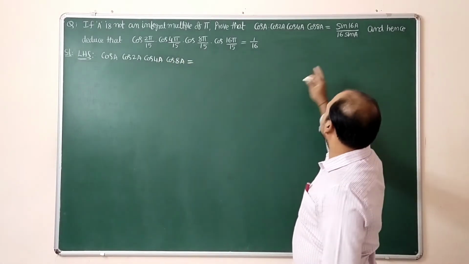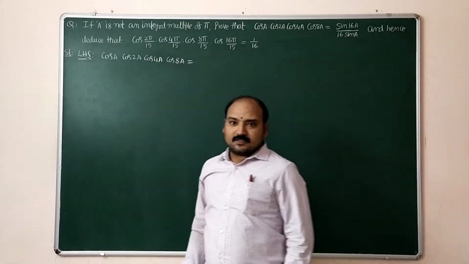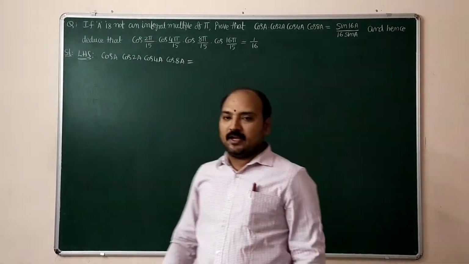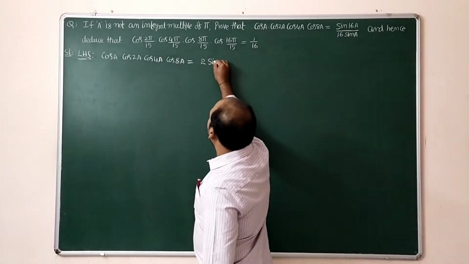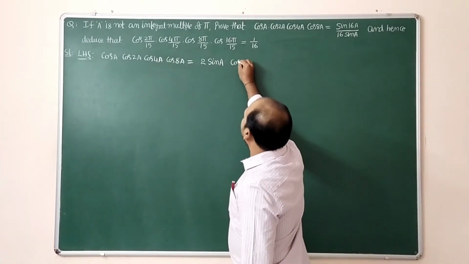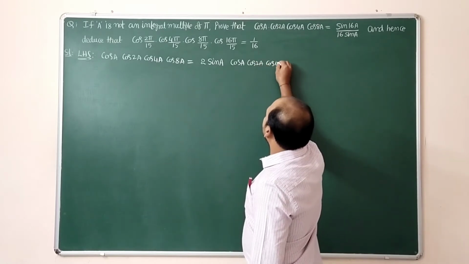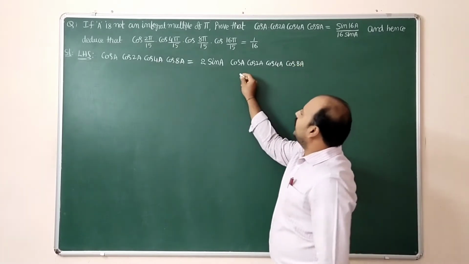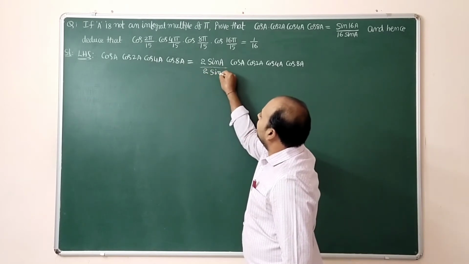But they are asking for the result in terms of sin. So for this LHS, we have to multiply and divide by 2 sin A. 2 sin A as usual, as it is, you have to write it. Cos A, cos 2A, cos 4A, cos 8A. So multiplying by 2 sin A and dividing by 2 sin A.